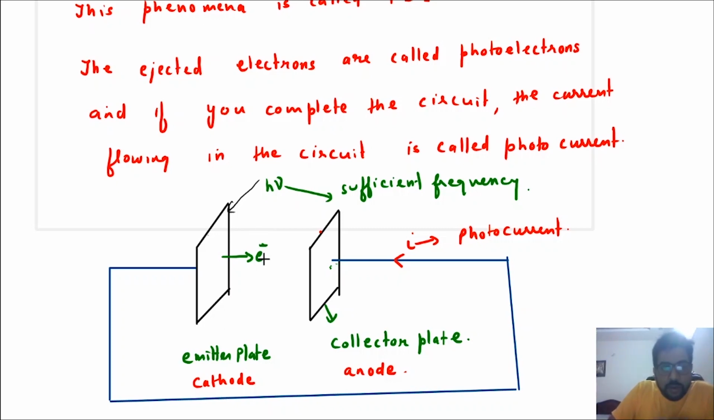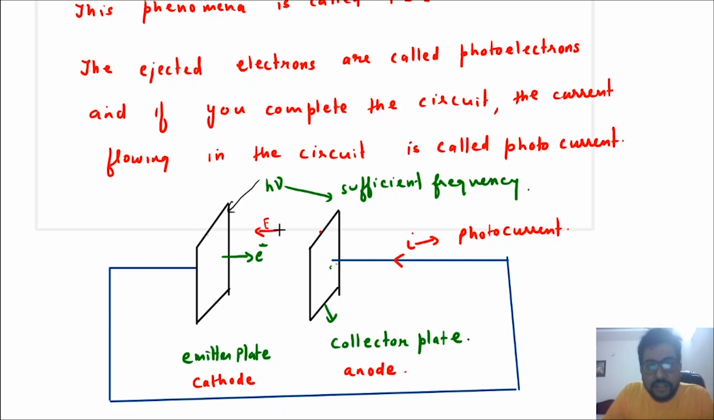Now because it is a negative charge, the force is opposite to the field. So if you want to give it a force towards the right, the field has to be towards the left, right? Only then it will accelerate. If the force is towards the right, the field has to be towards the left. Now you also know that electric field always points from high potential to low potential.